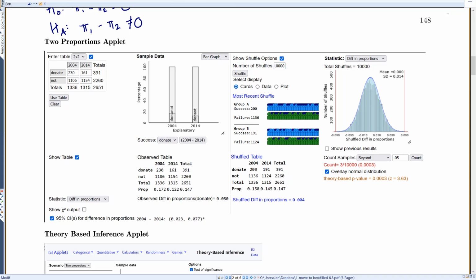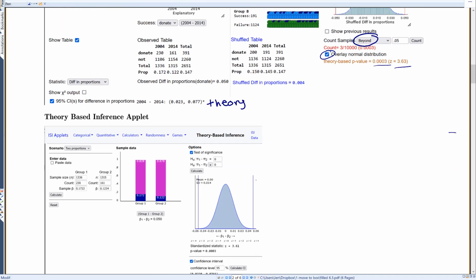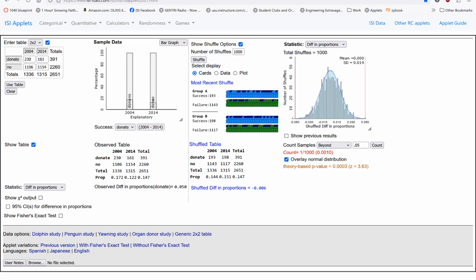So now let's make a few notes on here. Make sure you have to do this overlay normal distribution to get your theory-based p-value and test statistic. And you have to do beyond because it was that not equal to alternative hypothesis. I just put in my sample proportion there, or my sample difference in proportions. And notice if I click the box for the 95% confidence intervals, this will be my theory-based confidence interval. So you can do everything in this two proportion applet if you want. You can also use your theory-based inference.